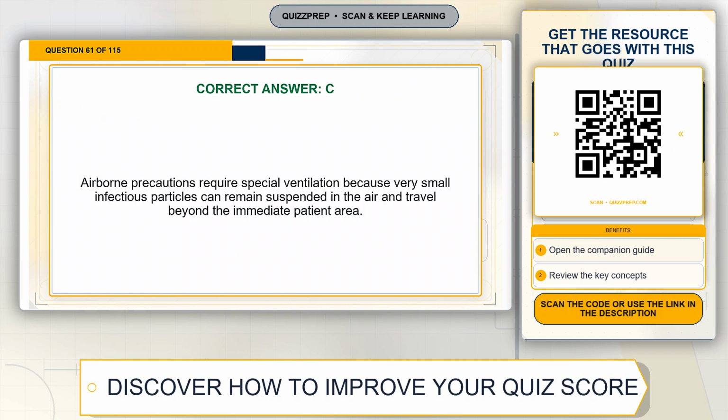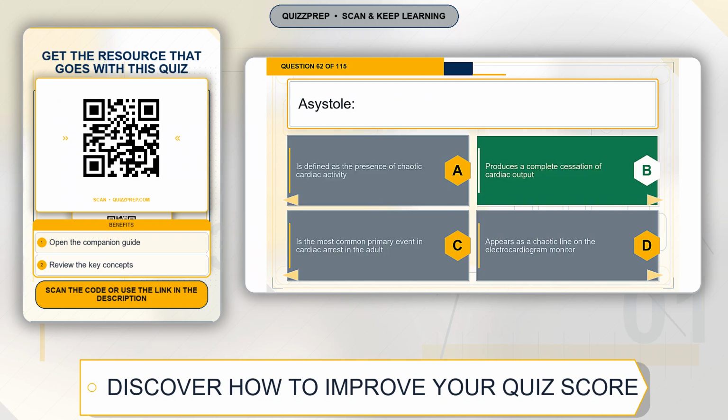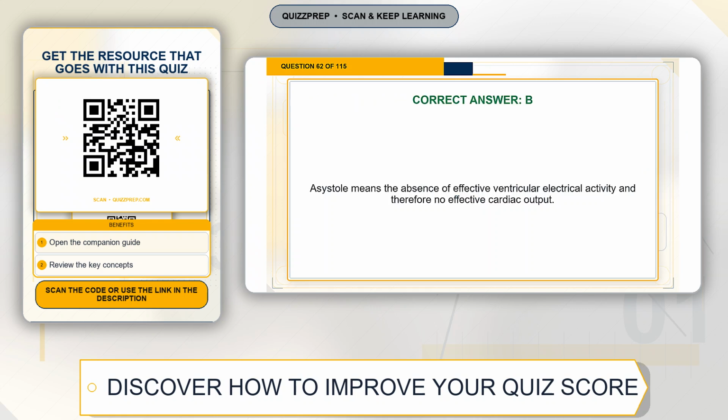the immediate patient area. Question 62. Asystole. Option A, is defined as the presence of chaotic cardiac activity. Option B, produces a complete cessation of cardiac output. Option C, is the most common primary event in cardiac arrest in the adult. Option D, appears as a chaotic line on the electrocardiogram monitor. The correct answer is option B, produces a complete cessation of cardiac output. Explanation: asystole means the absence of effective ventricular electrical activity and therefore no effective cardiac output.